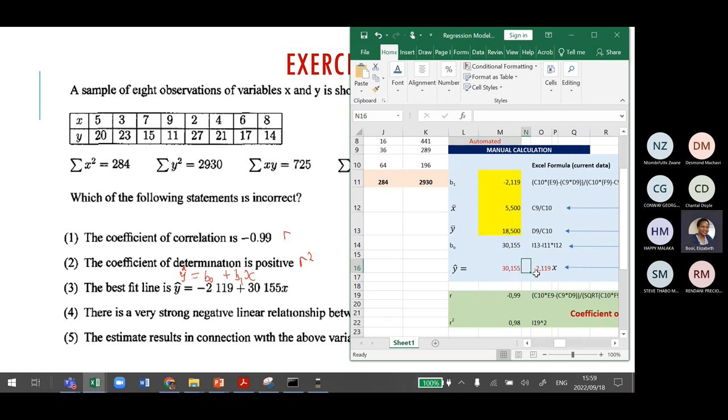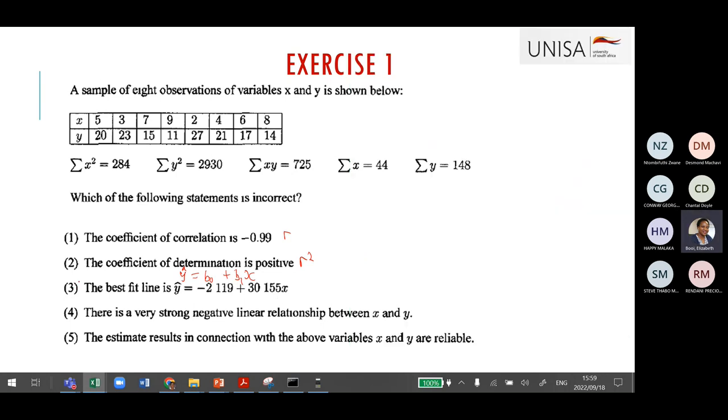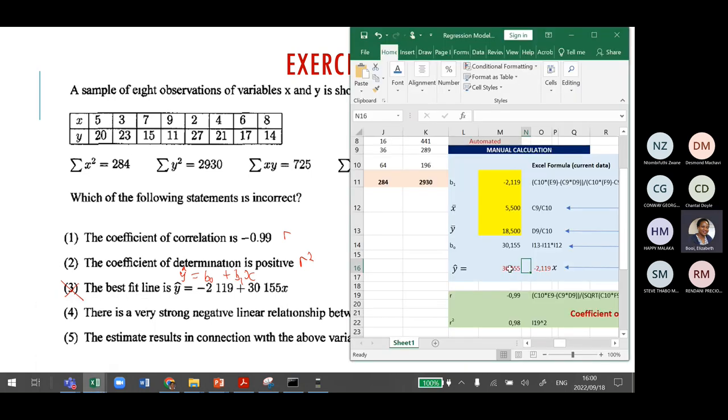Is 30 minus 2.99x. So it means this is incorrect. So the only incorrect answer here is number three, because the equation should read our slope B1 is 2.1119. And here it's written as the intercept. Remember always, the slope is the value that multiplies with the x, right? So that is the incorrect one.